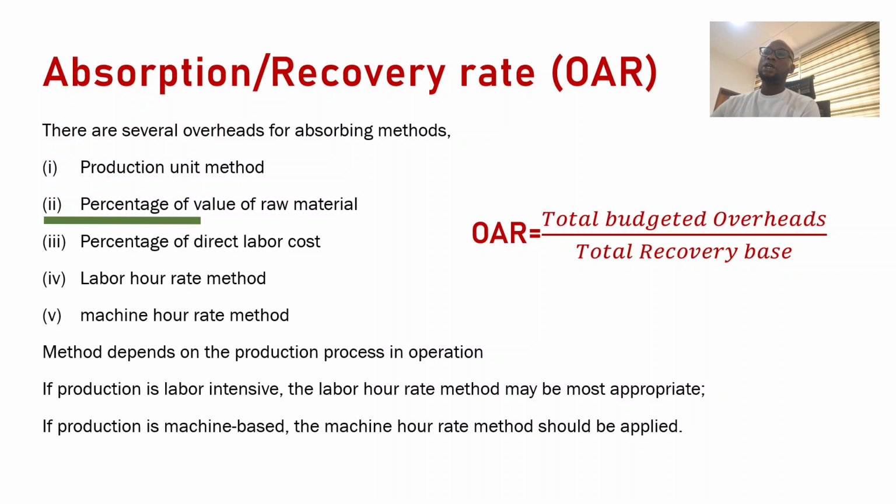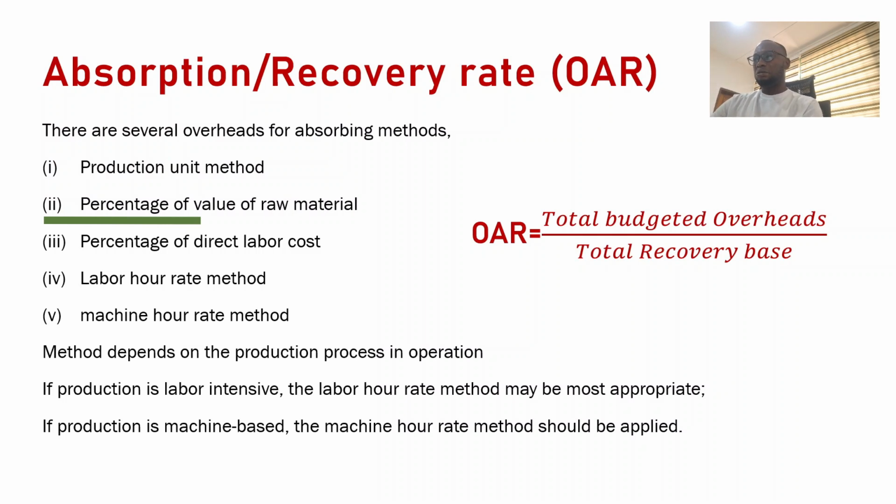Percentage of value of raw materials. So when we look at the value of all the raw materials that we bought, we use a percentage of that as the base. Then percentage of direct labor cost, or the total direct labor cost. Okay? So here, we will look at all the total costs associated with all the products that we produced. Then we use it as the recovery base, or we use a percentage of the total of the labor cost as the recovery base. Labor hour rate method. So here, if we have the total of all the labor hours, then we can use that as the total recovery base. The last one is the machine hour rate.